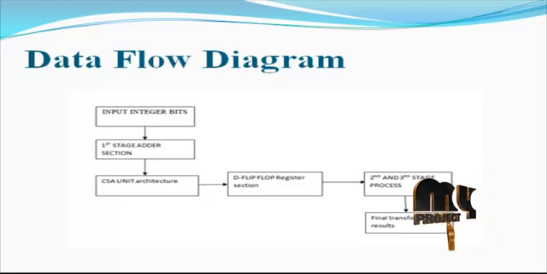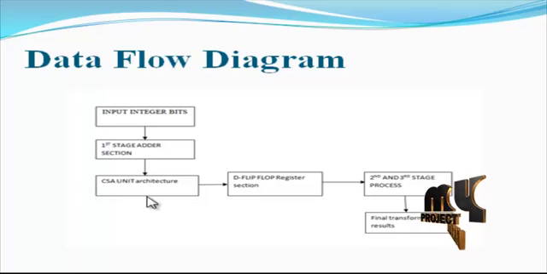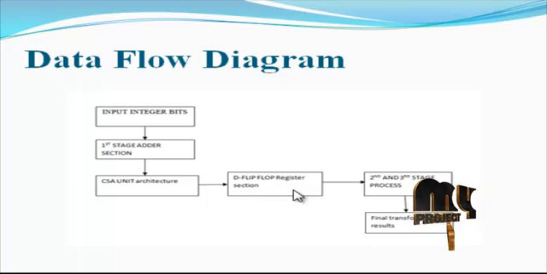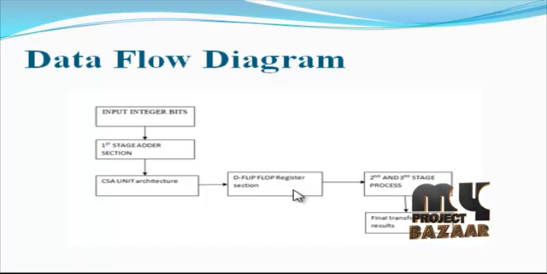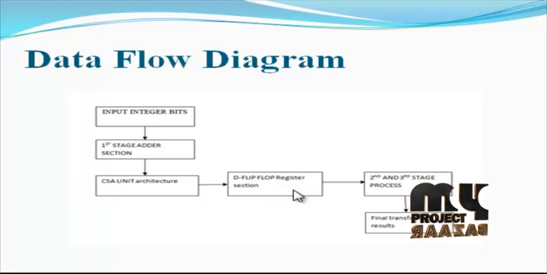Thus, the input integer bits are converted to binary. The binary bits are applied to the first stage adder section, which applies the CSI unit addition architecture. Then the CSI addition results are applied to the D flip-flop register section. These sections mainly store the 8-bit addition results, combining sum and carry bits also. These register elements are based on our clocking section. This clock controls the storage results and the clock activation for the next process.